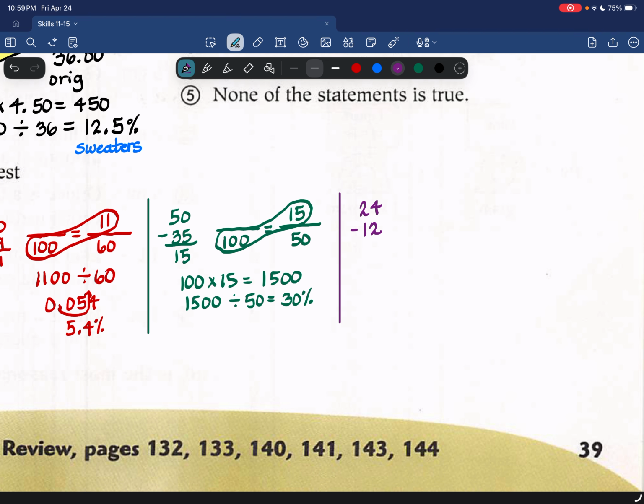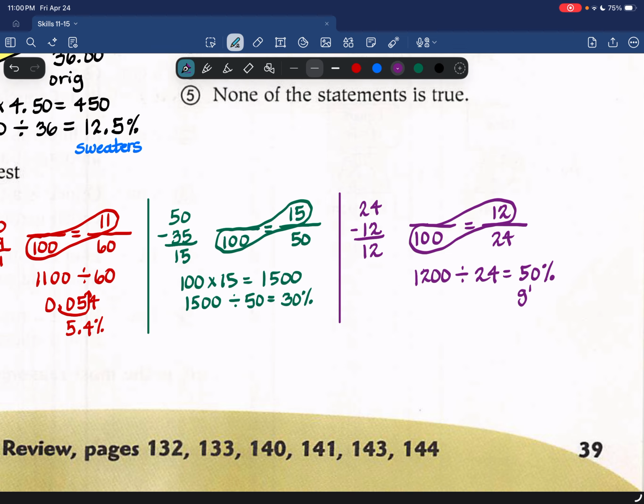But let's work it. It's going to be 12. And if you set up your proportion, you've got a difference of 12 out of 24. 12 is half of 24. So 100 times 12 is going to be 1200. And 1200 divided by 24 is a pretty good savings. If you recognize that 12 is half of 24, that's 50%.